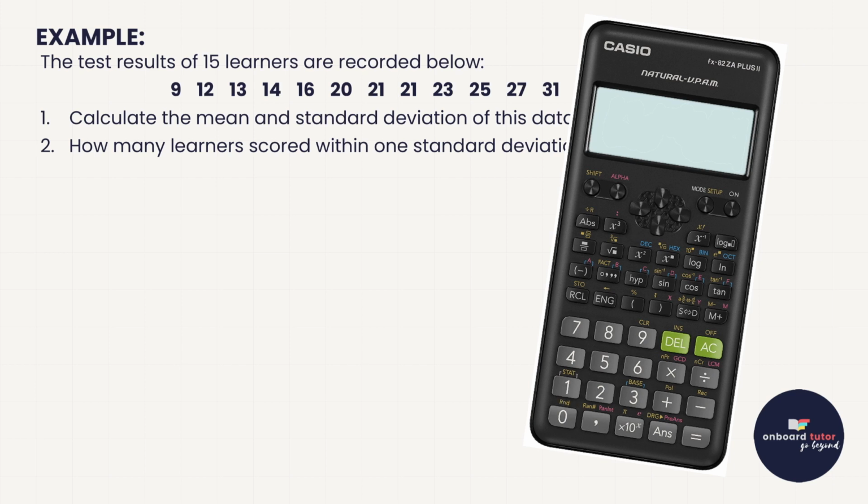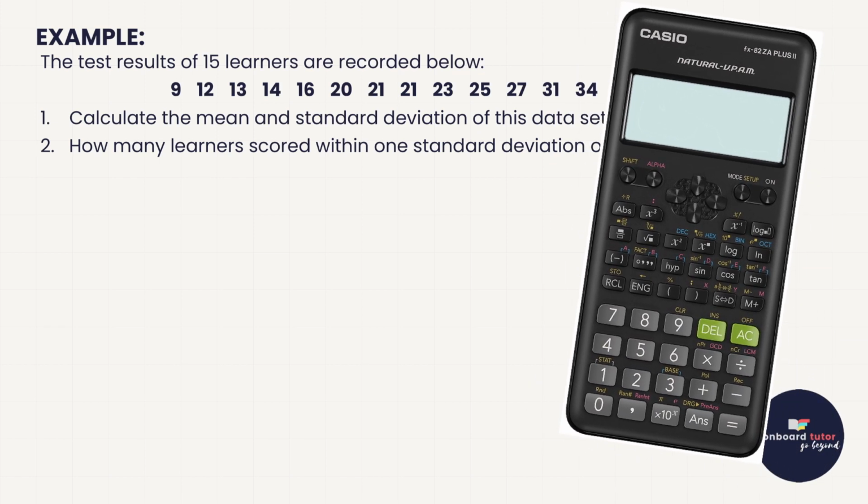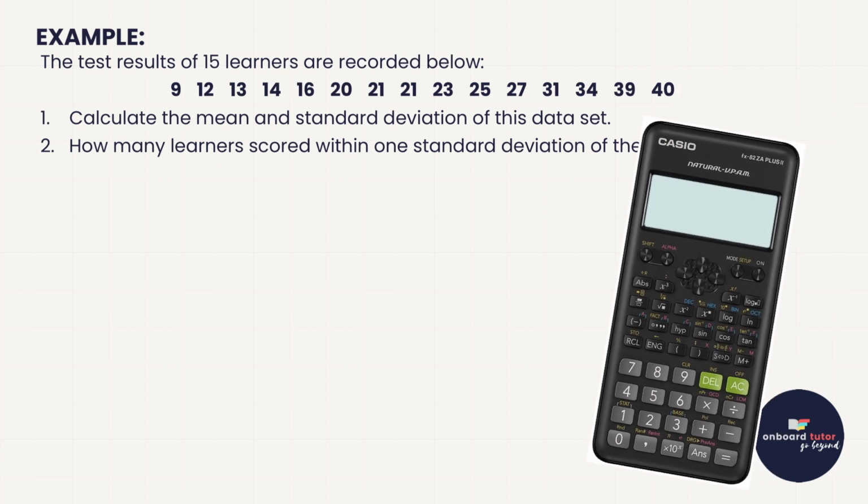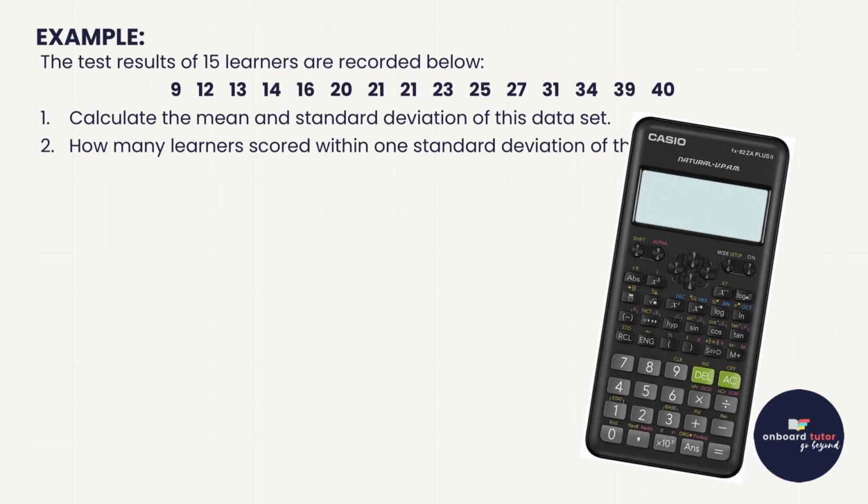Now, what should pop up on your calculator is a table, and you can put your data scores into that table. And after each score, you are going to press equals. So we're going to type in there 9 equals 12 equals 13 equals. Grab your calculator, pause the video, type these values in, and then we'll calculate the mean and standard deviation together.